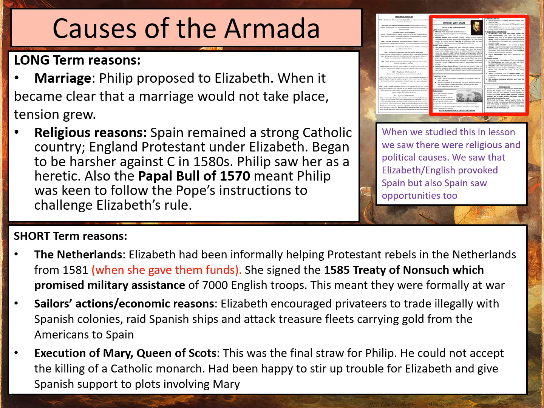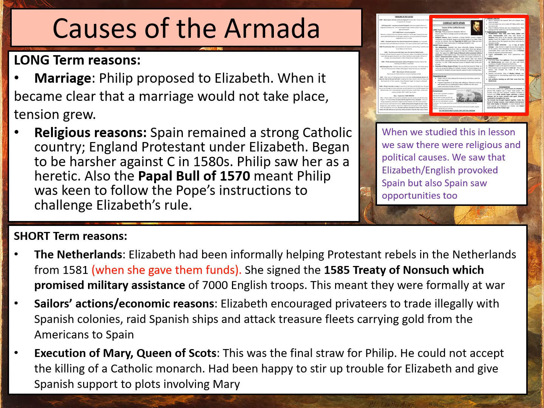So Elizabeth, as a Protestant queen, had been informally helping Protestant rebels in the Netherlands from 1581, when she'd been funding them to raise armies and fight against Philip. Now, that already caused a huge amount of challenge and tension with Philip because he knew that she was doing that. But this became much, much worse in 1585. So from 1581 to 1585, Elizabeth is there in the background, just handing over a little bit of funds, but she's not actually physically helping the Dutch rebels.